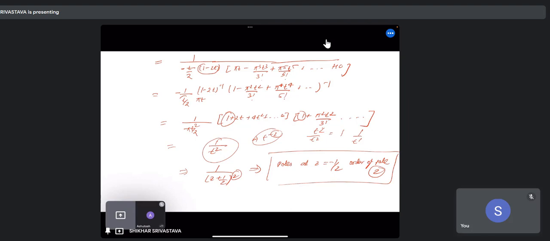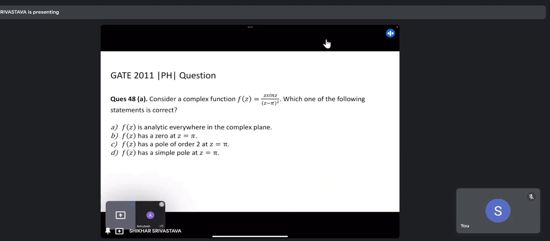Now I will ask you to solve this question. This question appeared in GATE 2011. A similar approach: you have a trigonometric function and an algebraic function, so you find that using Laurent expansion. You just start solving and type the answer in the chat box, and I will also solve once I get some answers.